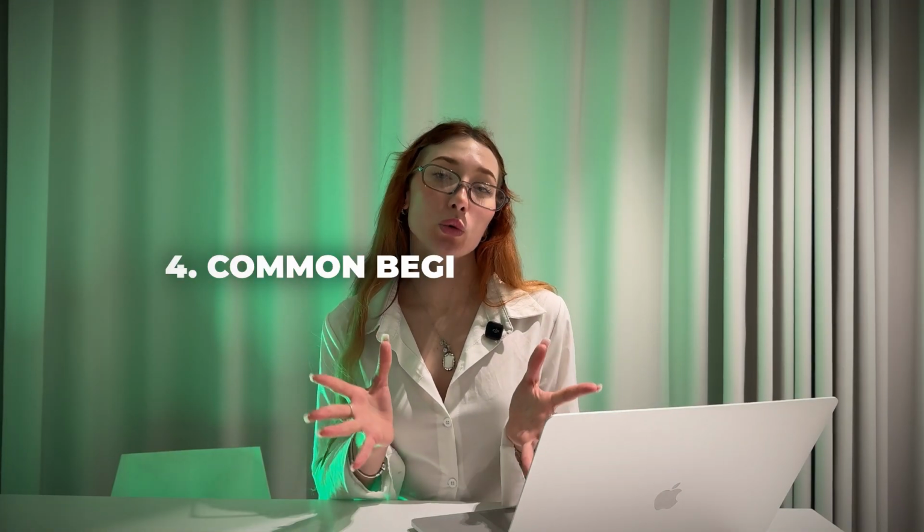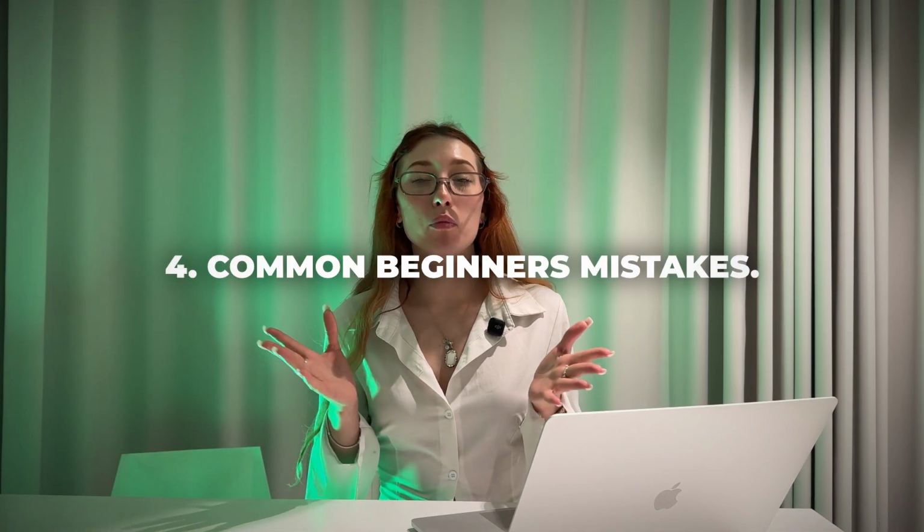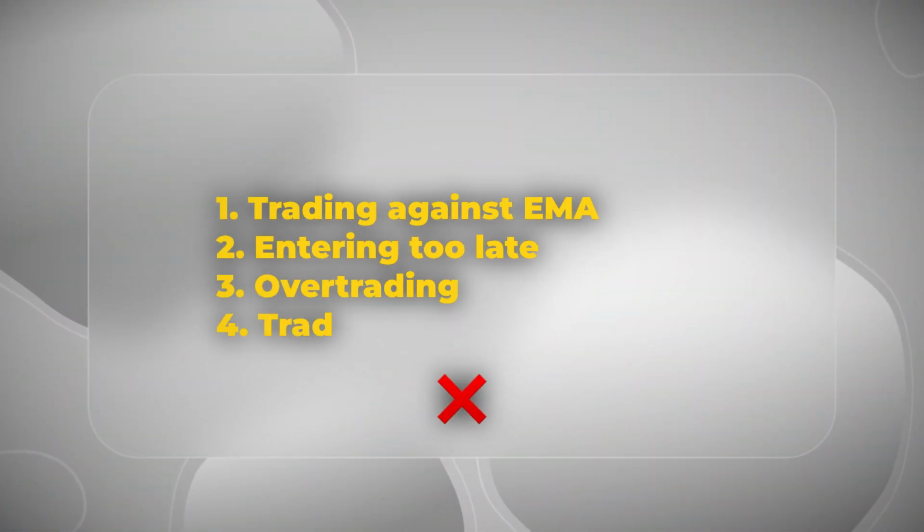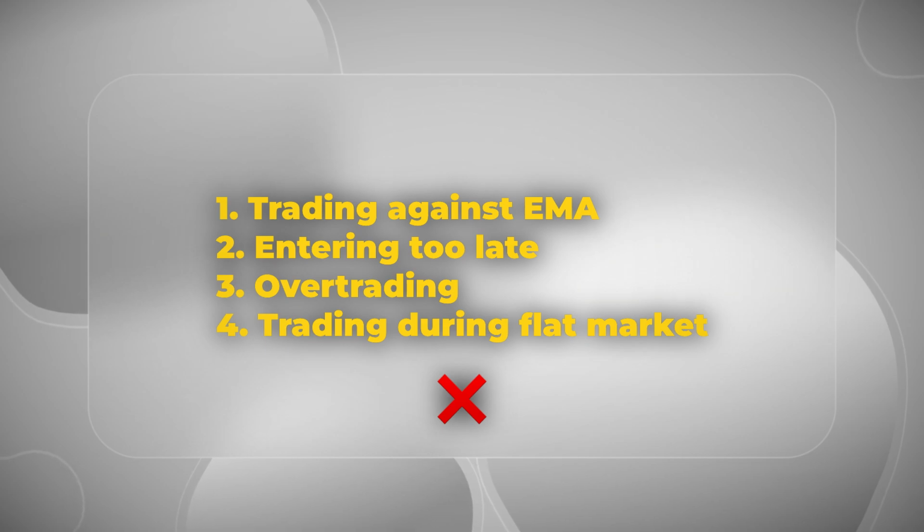Most beginners lose with this strategy because they break the rules. Trading against EMA, entering too late, overtrading, trading during a flat market. If the market is flat, do nothing. This is a simple one-indicator strategy for beginners. Master this first. Don't jump from strategy to strategy.